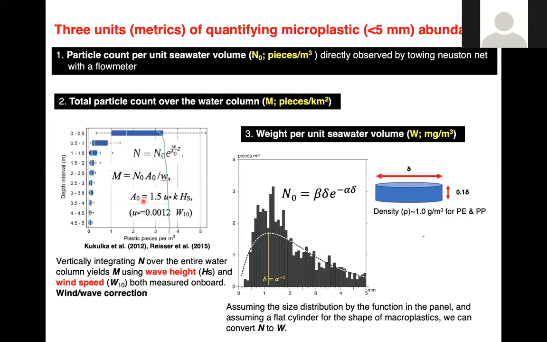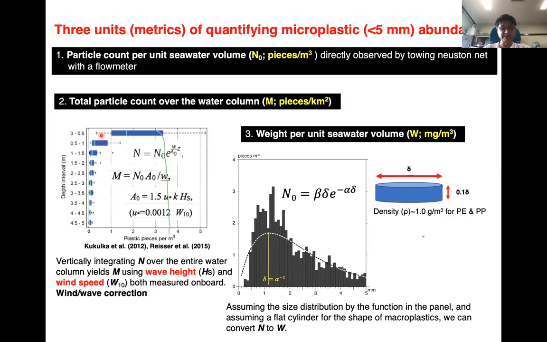And vertical diffusivity is computed from the wind speed and wave height. So wind speed and wave height should be obtained as metadata when we collect microplastic in the natural environment. And thereafter we vertically integrate these equations. So we can directly observe the microplastic abundance at the sea surface, and we vertically integrate to obtain this value.